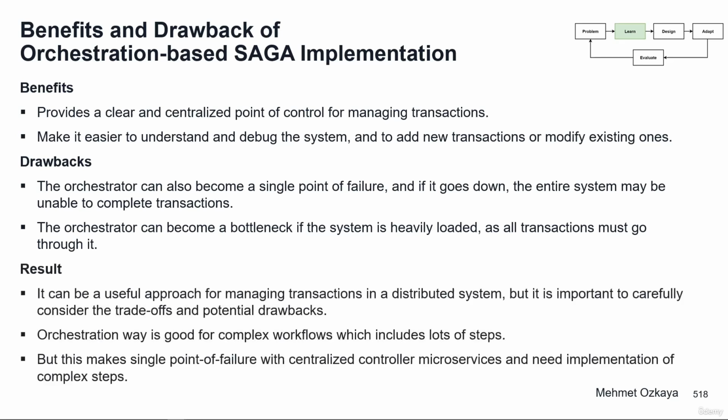As a result, we can say that the orchestration-based implementation of the SAGA pattern can be a useful approach for managing transactions in a distributed system, but it is important to carefully consider the trade-offs and potential drawbacks. So the orchestration way is good for complex workflows, which include lots of steps, but this makes a single point of failure with a centralized controller microservice and needs the implementation of complex systems.